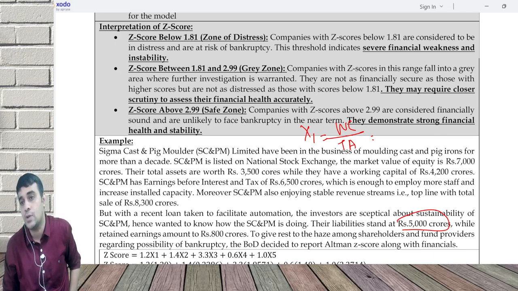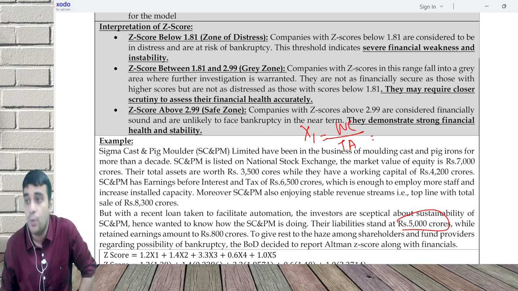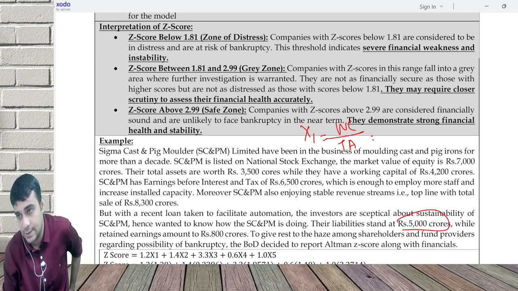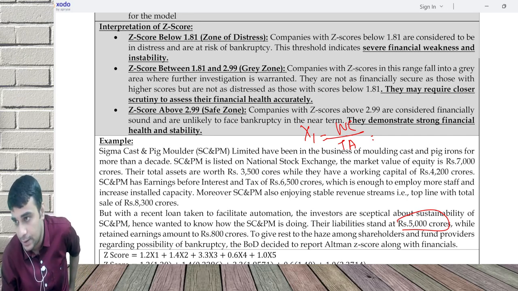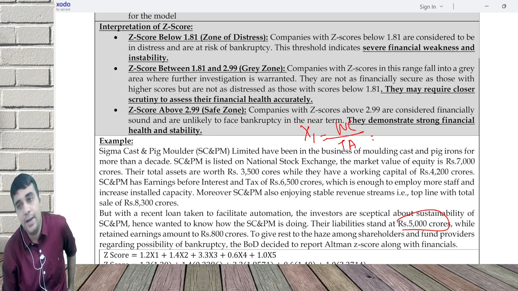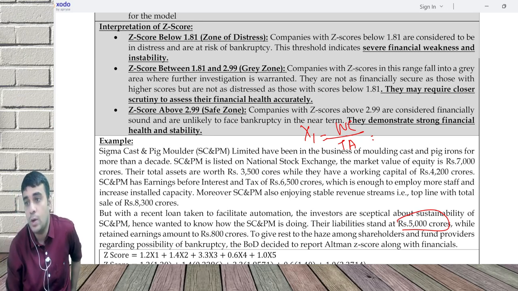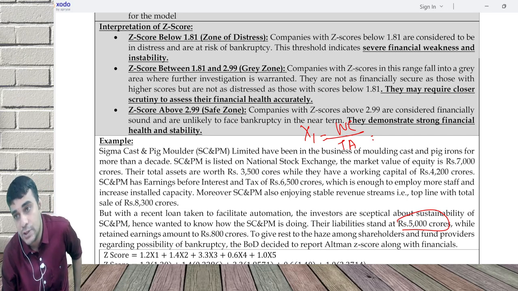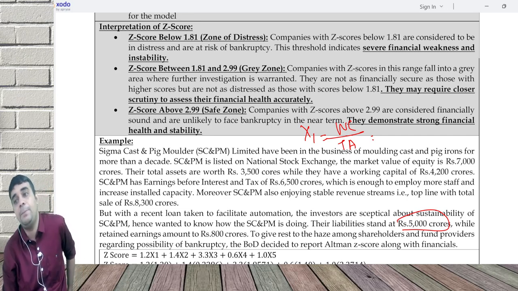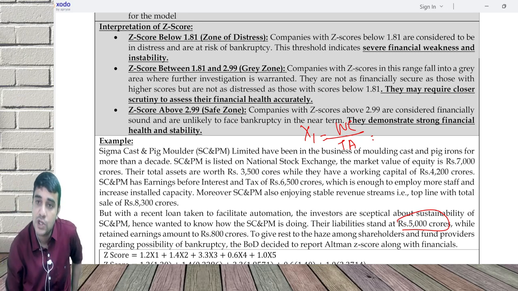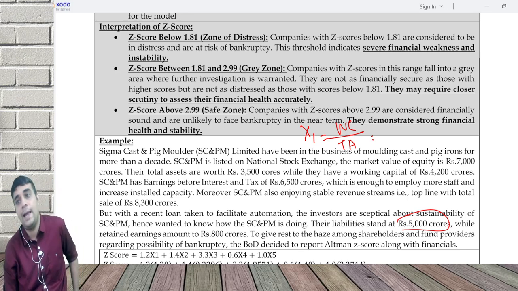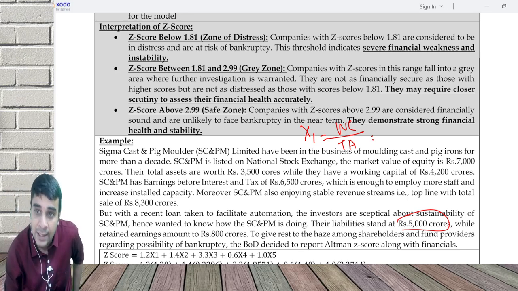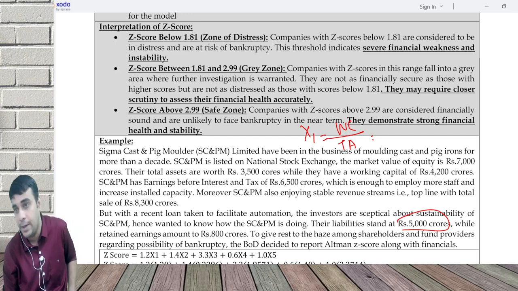X1 focuses on liquidity, which is working capital by total assets. X2 focuses on the retained earnings of the company, technically the leverage part, retained earnings by total assets. X3 focuses on profitability, EBIT by total assets. X4 focuses on solvency, market value of equity divided by the total liability. X5 focuses on activity or turnover, which is sales divided by total assets.